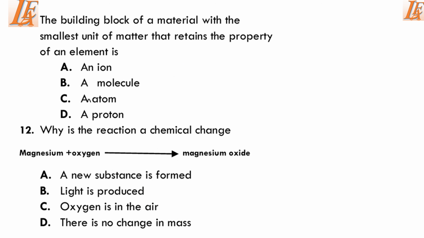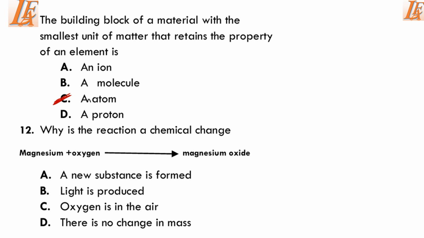Question 11. The building block of a material, the smallest unit of matter that retains the properties of an element, is A, an ion, B, a molecule, C, an atom, and D, a proton. The correct answer in this case is C, which is an atom, which we define as the smallest particle of an element that cannot be split into any simpler means by any chemical process, and it retains the chemical properties of an element.